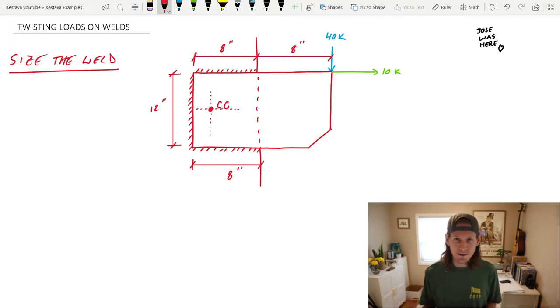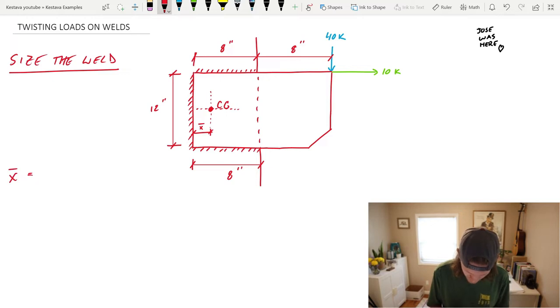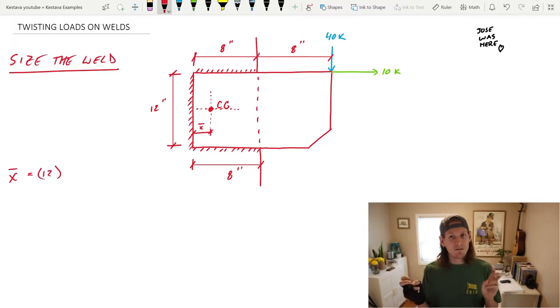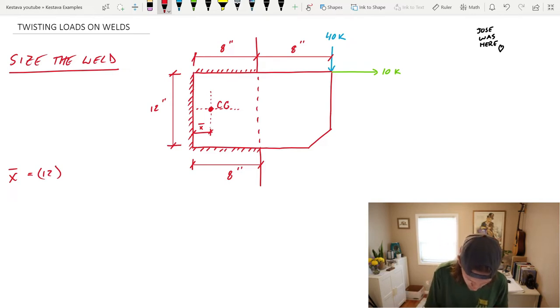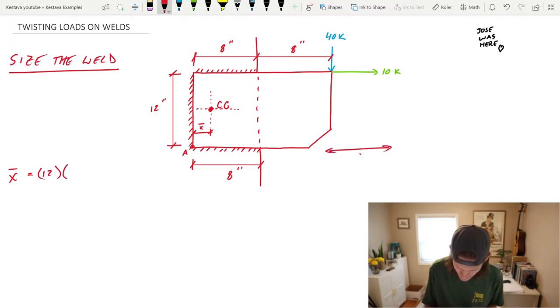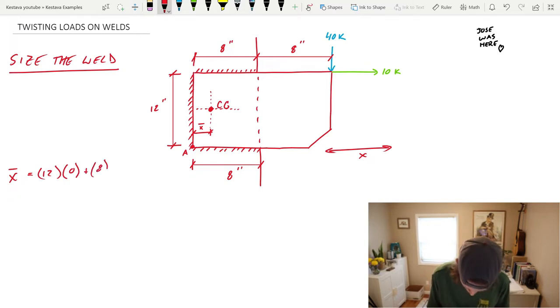The most important value we want to find is X bar, taken about point A. X bar equals 12, because that is the area of your weld, which is just a line. So 12 represents the vertical component of the weld. Its distance along the X axis from point A to the center of that portion of weld is 0, because it's in line with point A, plus 8, because that's the area of the next weld, the one at the top.